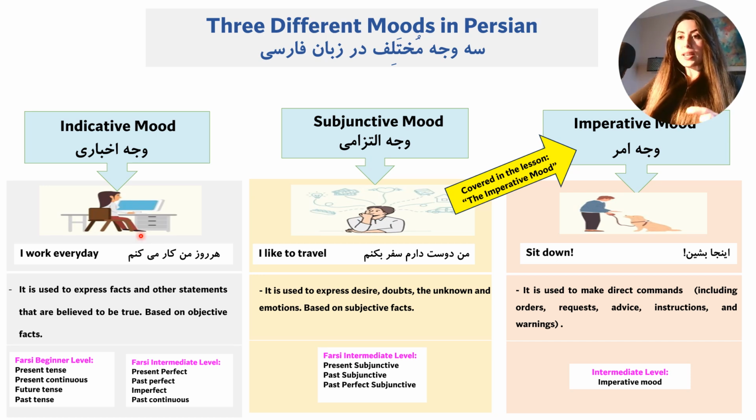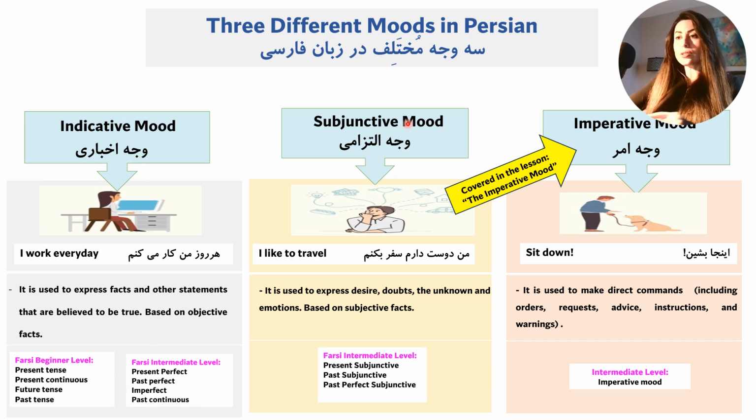When a verb is in the indicative mood, it means it needs to have a tense: past tense, future tense, present tense, whatever tense that is. In the beginner level, we learned these tenses here. In the intermediate level, we will learn the other tenses. So that's called وجه اخباری.